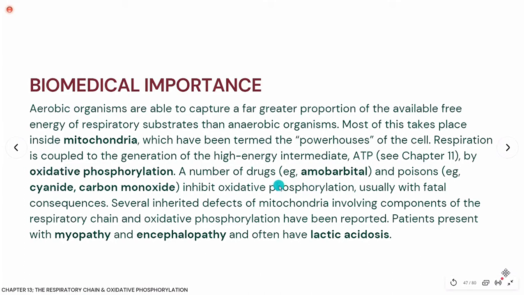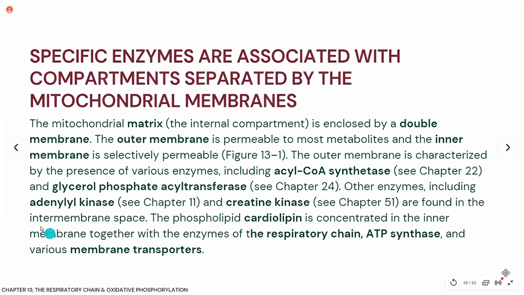Now, a number of drugs like amobarbital, this is a barbiturate. Poisons like cyanide, carbon monoxide, hydrogen peroxide, can inhibit oxidative phosphorylation. So it can bring death.